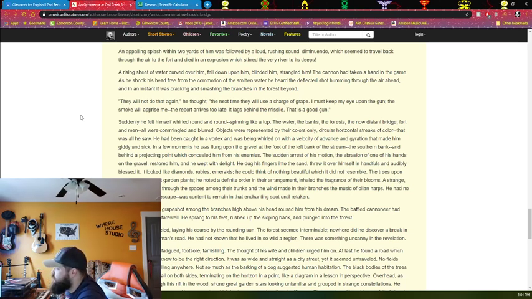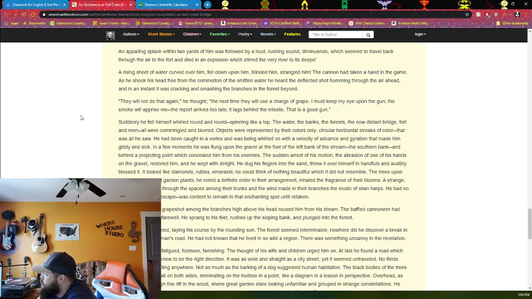Suddenly he felt himself whirled round and round, spinning like a top. The water, the banks, the forest, a now distant bridge, fort and men were all commingled and blurred. Objects were represented by their colors only, circular horizontal streaks of color. That was all he saw.